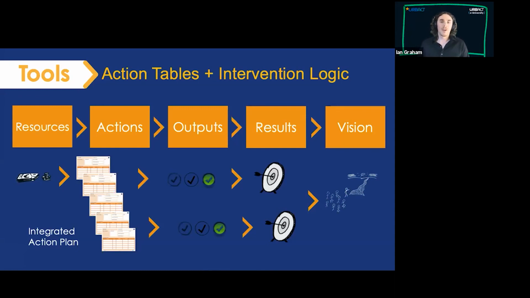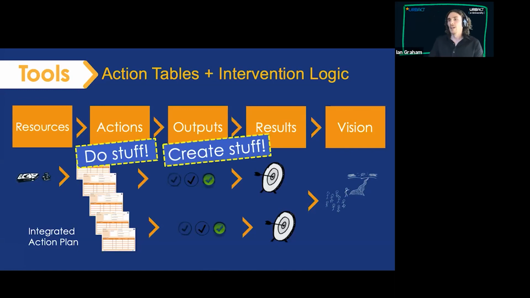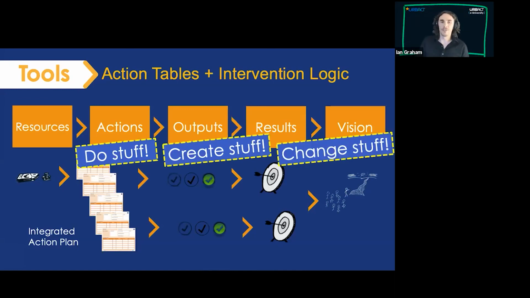If you want to simplify it, again, I say you can do it in terms of saying you do stuff to create stuff to change stuff, if you want to boil it down as a simple way. For completeness, you can also say you use stuff in order to do stuff, create stuff, change stuff.